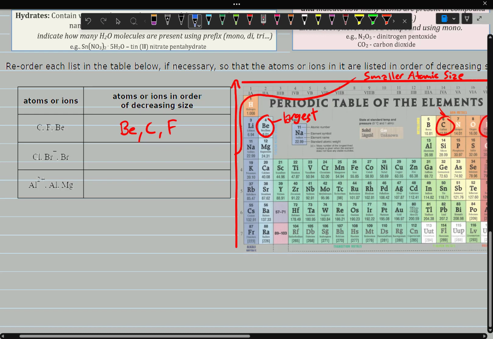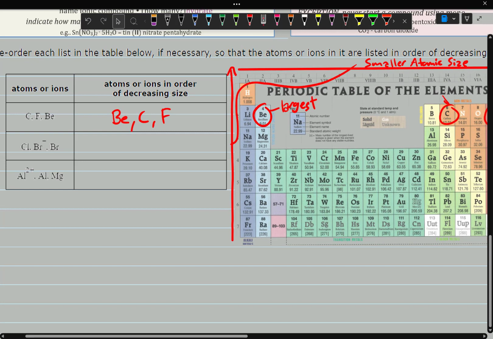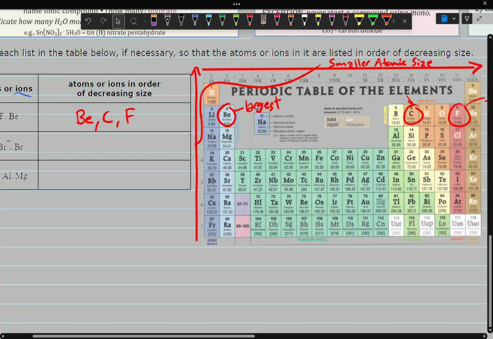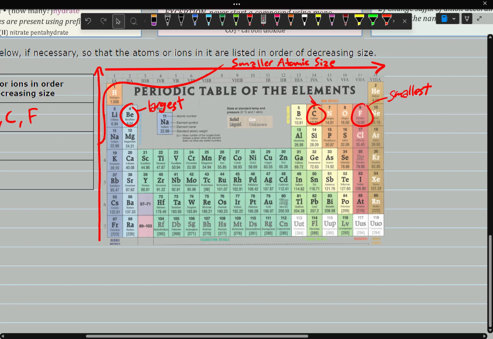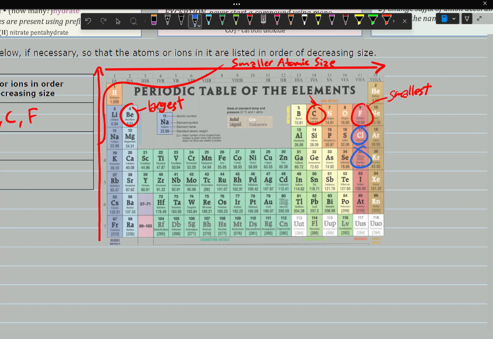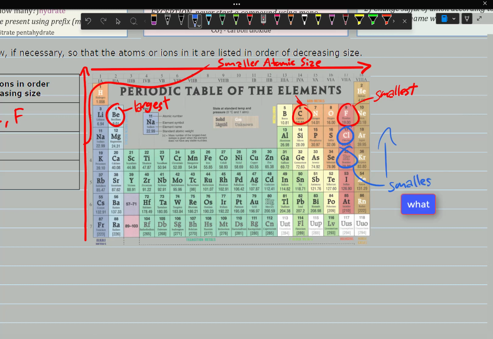Let's do another color for the next one. For the next one, we're only dealing with 2 elements because we've got ions in here. So for the next one, we're dealing with chlorine and bromine. So chlorine's here, bromine's here. As we go up on the periodic table, we're getting smaller. So bromine is the smallest, and chlorine is the largest.